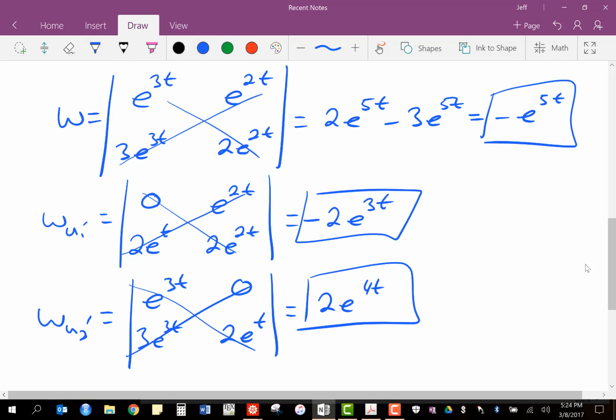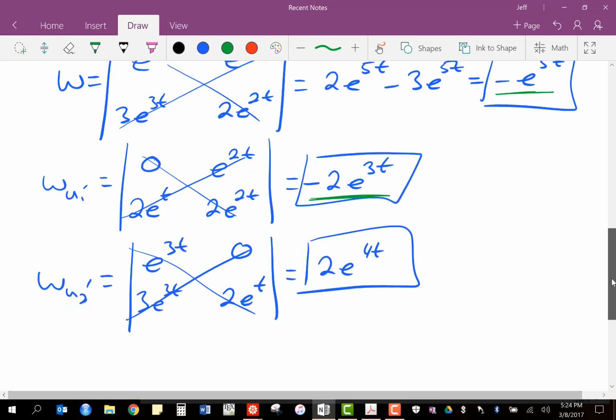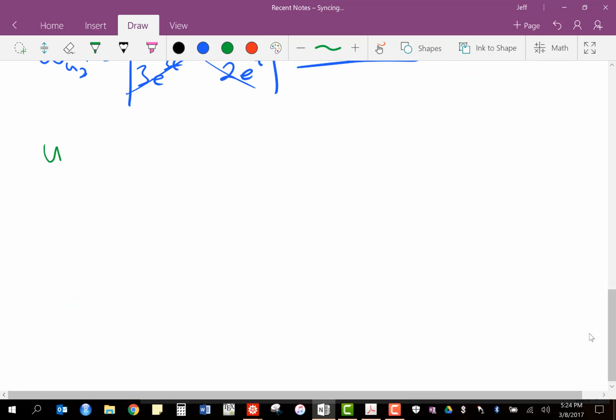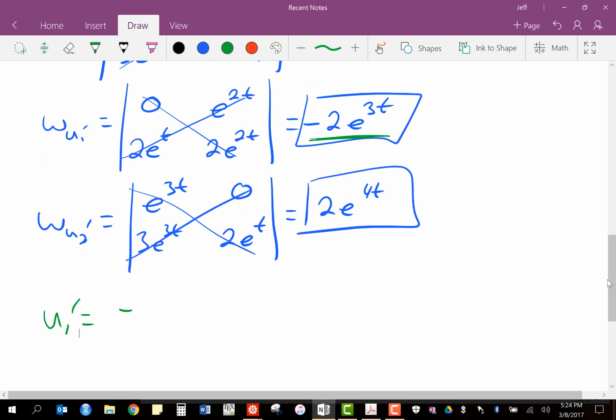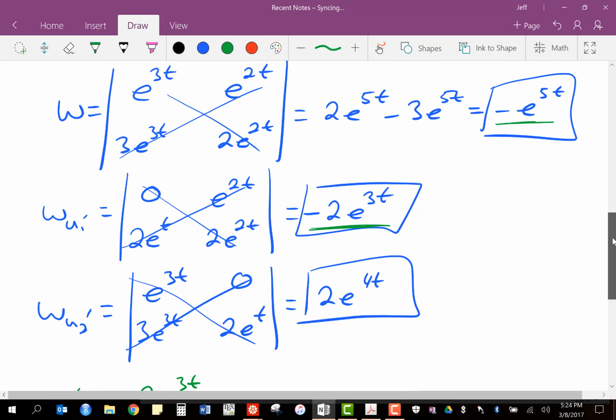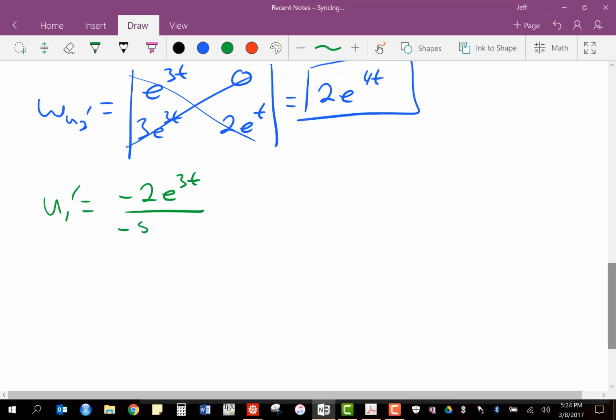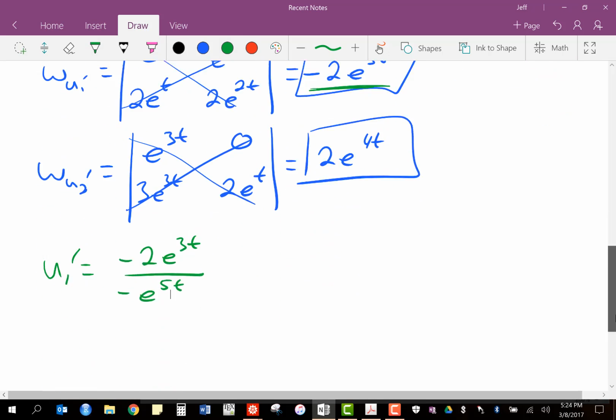I will get that u1 prime is equal to the W sub u1 prime divided by W. And then u2 prime is going to be similar. So I get that u1 prime will be the negative 2e to the 3t divided by the Wronskian of the homogeneous solutions, negative e to the 5t. So negative e to the 5t. And I'm just wanting to make sure that I did that right.